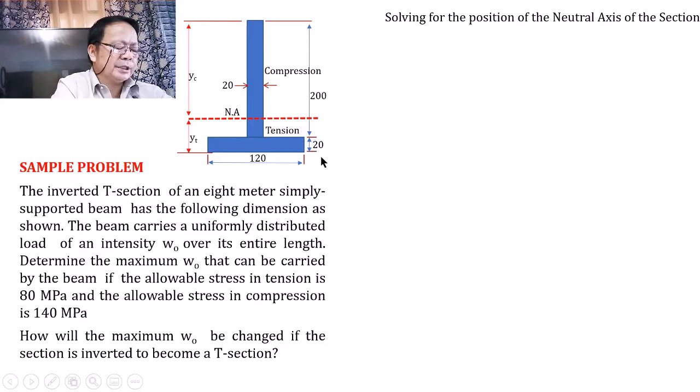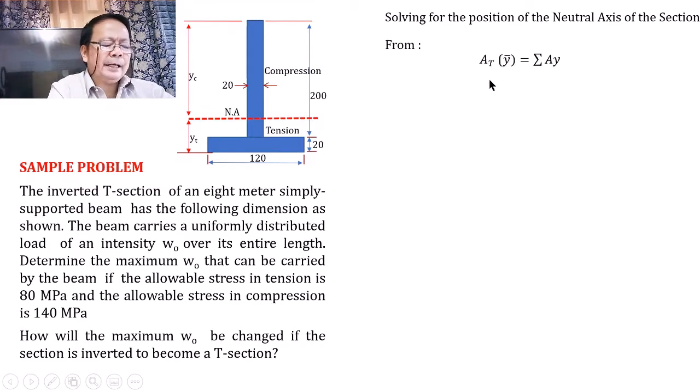So if we will be using this bottom as our reference axis, we can use the principle of moments that the moment of the total area about the reference axis shall be equal to the sum of the moments of the individual areas composing our section from the same reference axis. So our equation or formula will be A sub T multiplied by bar y is equal to the summation of Ay, where our bar y, since we are referring our moments from this axis, will also be equal to Y sub T.